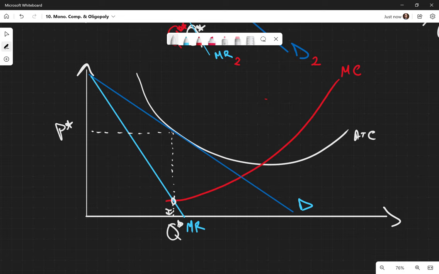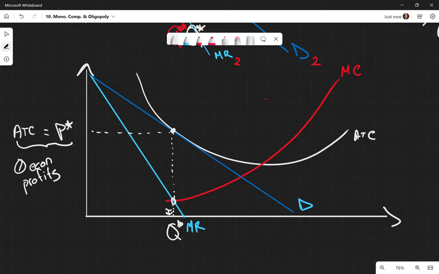And now what's going on in this particular graph? Are they making positive or negative economic profits? Trick question. Zero. They're making zero economic profits, right? When the price is exactly equal to the average total cost, that means I'm making zero economic profits. So this point here, where it's tangent, where it's just touching the average total cost, this is our long-run equilibrium for monopolistically competitive firms.